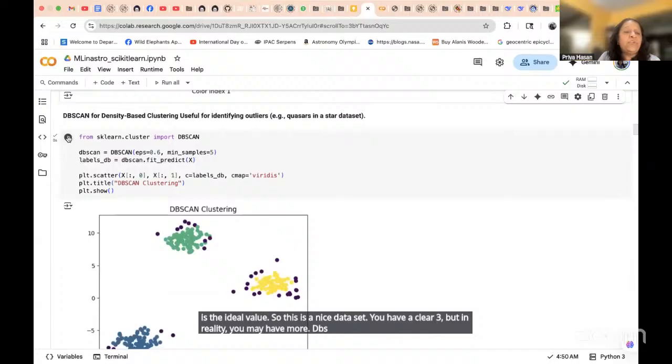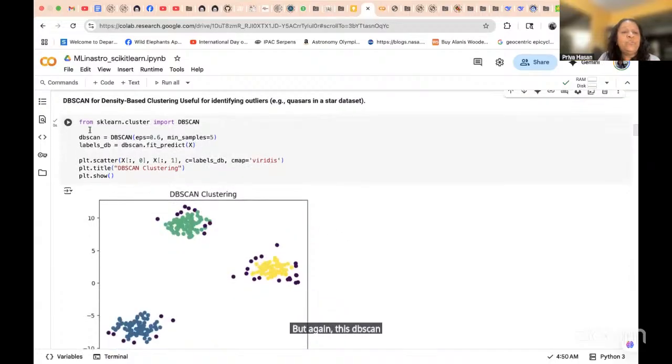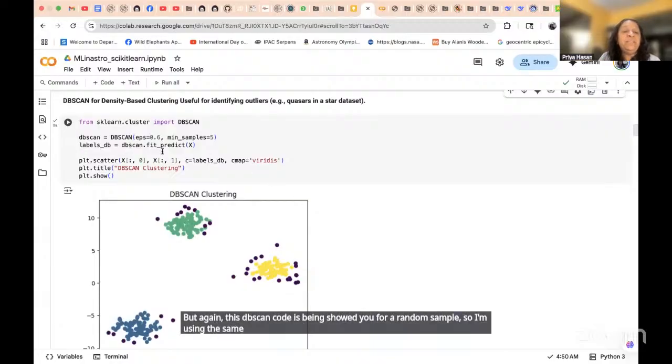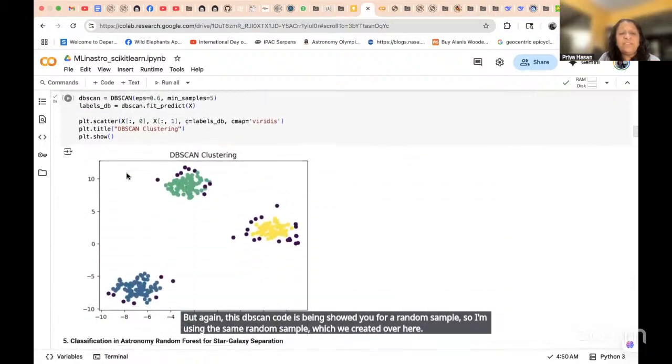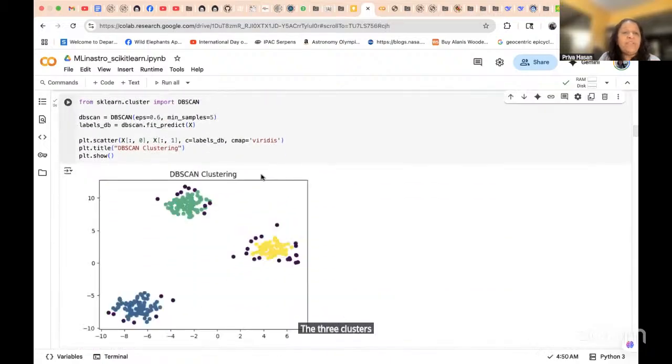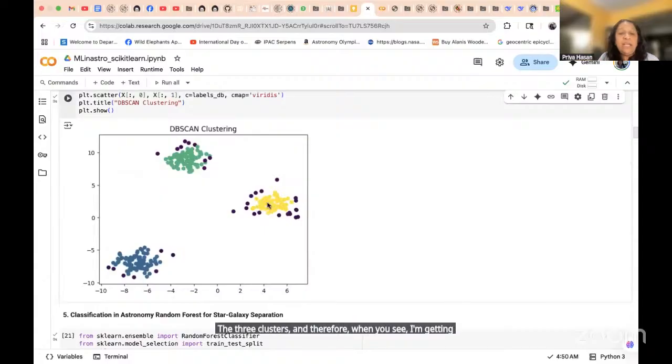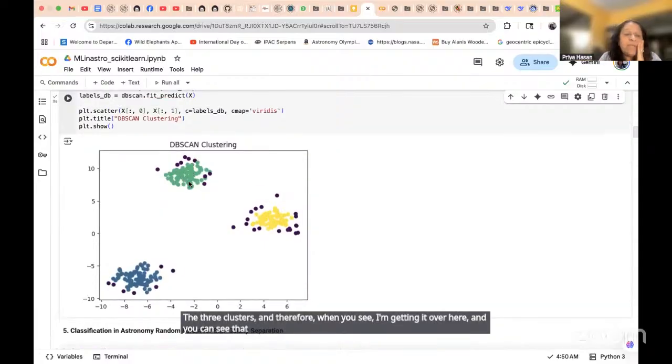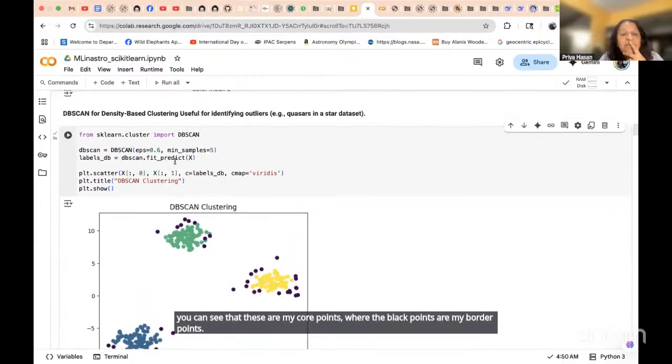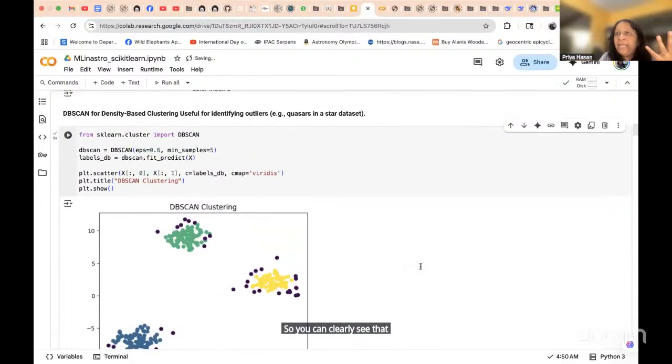dbScan, I'm showing you the code for dbScan, but again, this code is being shown for a random sample. So I'm using the same random sample, which we created over here, the 3 clusters. And therefore, when you see, I'm getting it over here. You can see that these are my core points, while the black points are my border points. So you can clearly see that what you're playing around with in dbScan are 2 parameters.